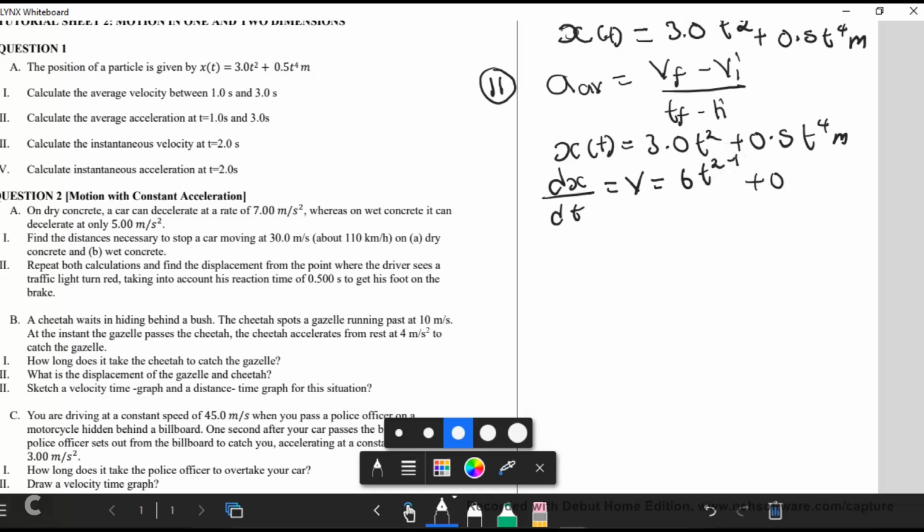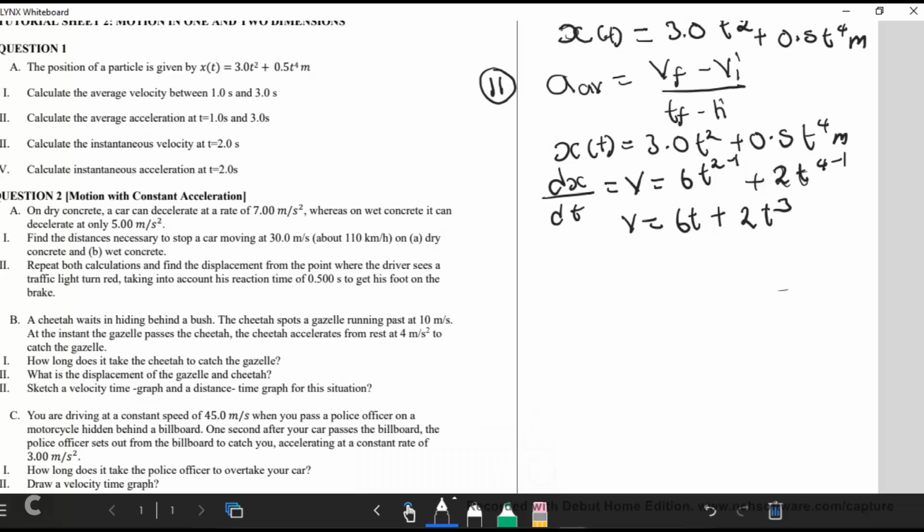Oh, this one times that one, it will give us 2, like that, right? Which is 2, then 4 minus 1, such that your velocity will be 6t here plus 2t to the power 3. So this is your velocity, the one that we have found. That's a velocity.